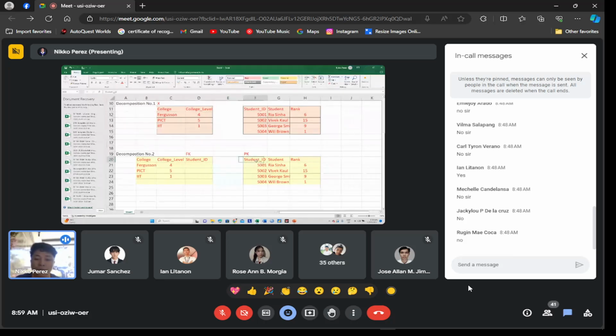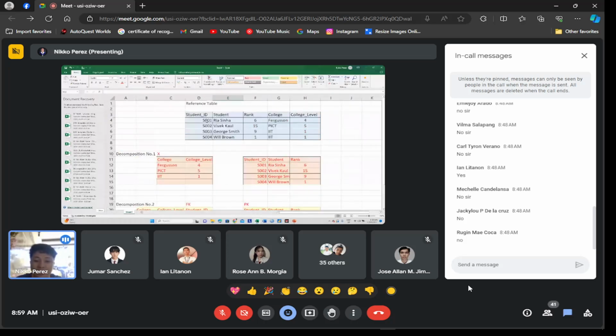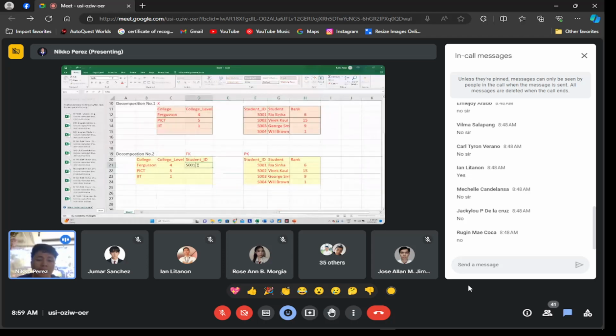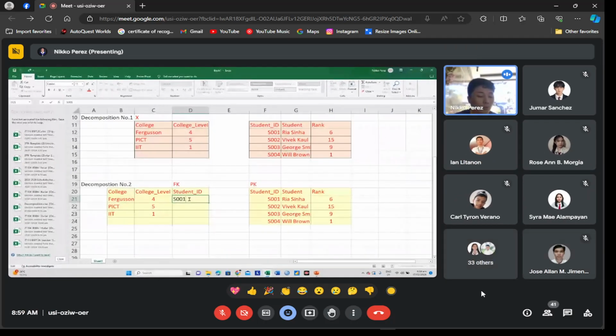So since we have 4 students here, we have to distribute the student ID 4 times. Student 001, as we know that student 001 is Ria Sinha, enrolled to Ferguson. Let's check above. Ria Sinha, enrolled to Ferguson, and college level 4. Now, you might be asking, sir, nabaliktad lagi ang table. It's okay, lagi magbaylo ang table, no? Magka-interchange ang positioning. Ang ato mang goal ani is to craft the proper decomposition so that there will be no data loss, there will be no data redundancy, and the rest of the anomalies. No, dapat wala na sila.